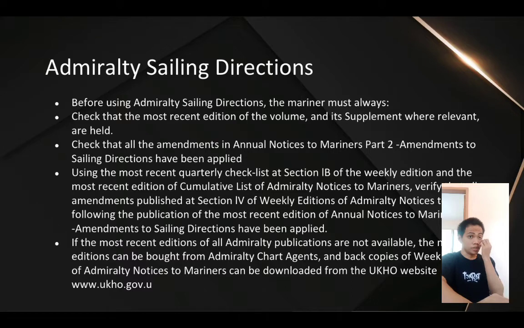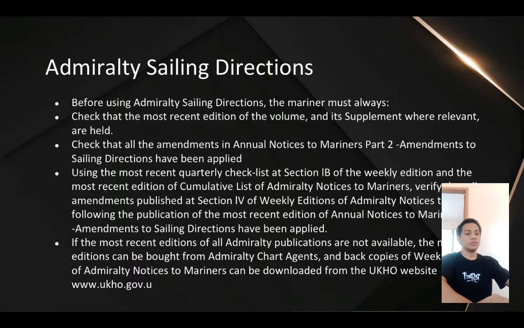The second is to check that all the amendments in Annual Notices to Mariners Part 2, which is amendments to sailing directions, have been applied. Using the most recent quarterly checklist at Section 1B of the weekly edition and the most recent edition of Cumulative List of Admiralty Notices to Mariners, verify that all amendments published at Section 4 of weekly editions of Admiralty Notices to Mariners following the publication of the most recent edition of Annual Notices to Mariners Part 2, which is entitled Amendments to Sailing Directions, have been applied.